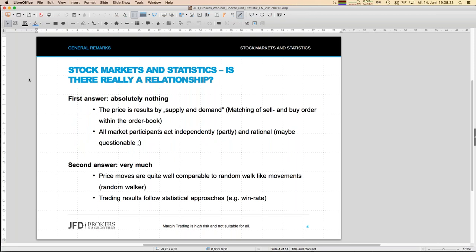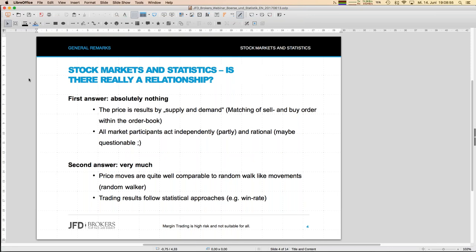General remarks, I mentioned. Is there really a relationship between stock markets and statistics? Statistics always sounds already like randomness. And honestly, the first answer is directly, there is absolutely no relationship. So statistics, no. Statistics do not play any role within the prices of stocks or forex pairs.